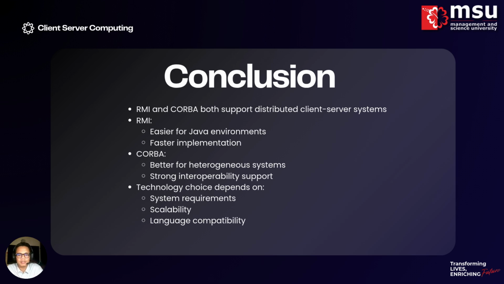So jumping on to conclusion, from what we can conclude based on what we have learned to compare RMI and Corba, both RMI and Corba support distributed client server systems. For RMI, it is mainly easier for Java environments and it is also faster in terms of implementation. And as for Corba, it is better for heterogeneous systems and it has strong interoperability support, which means that it is much more complex compared to RMI. So the technology choice truly depends on the system requirements that we use, the scalability, and in terms of language compatibility. So that's all from me.